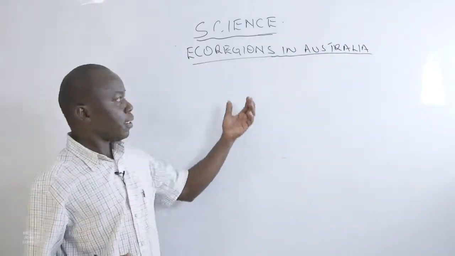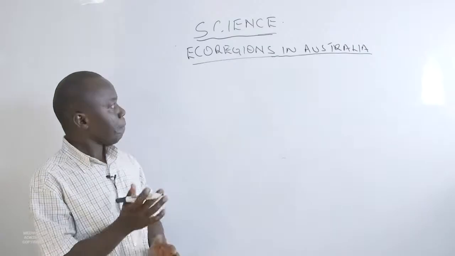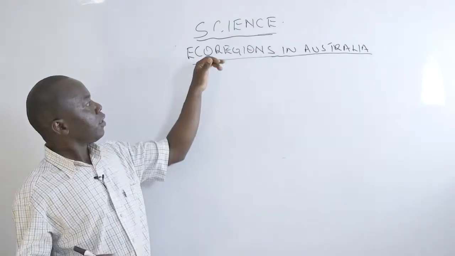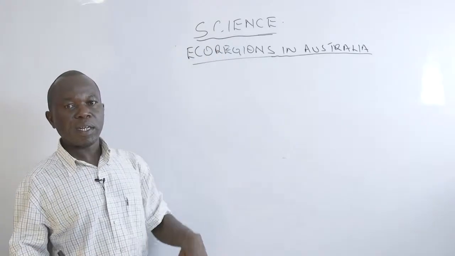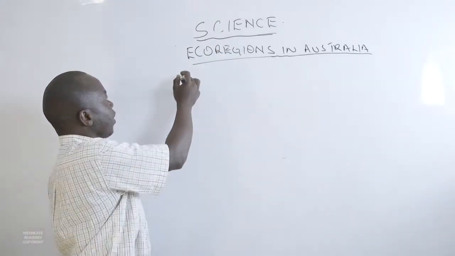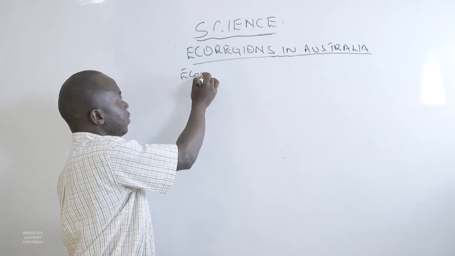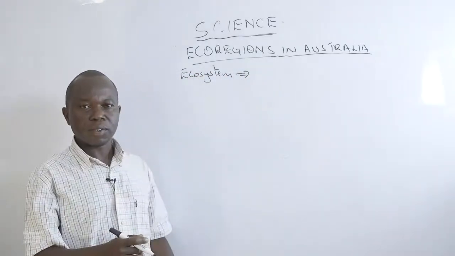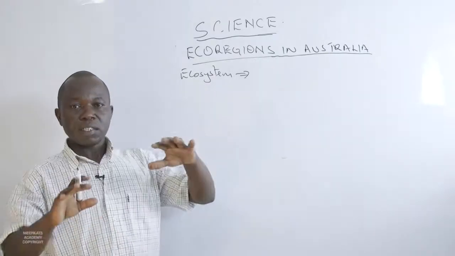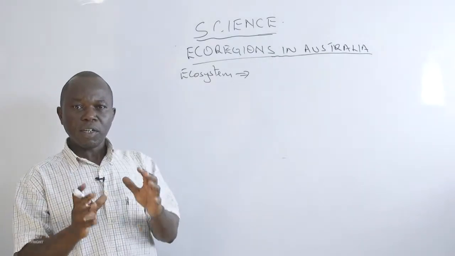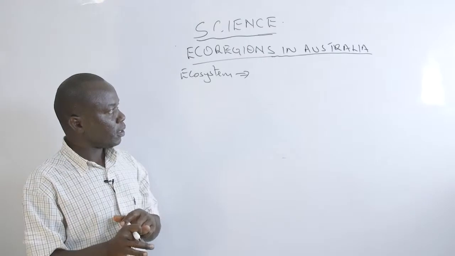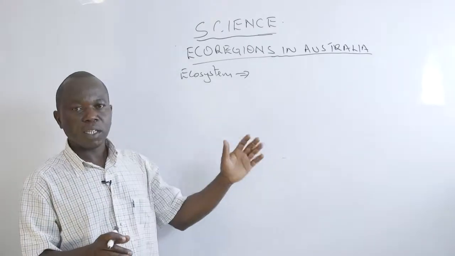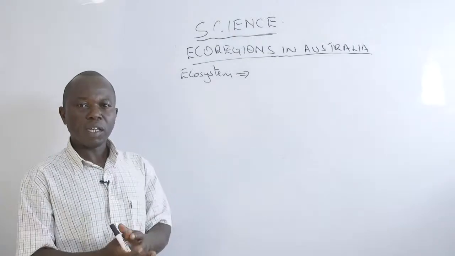Now, to understand the meaning of ecoregions, we start from the stem word eco. This is coming from the word ecosystem. We have already looked at the meaning of ecosystem. We said that ecosystem is all living organisms living together, functioning together with the physical environment.